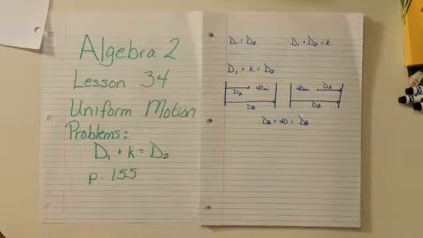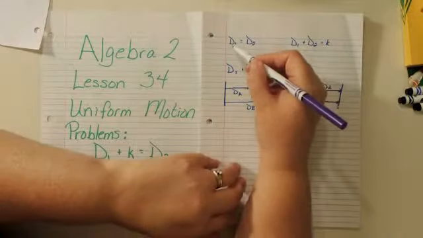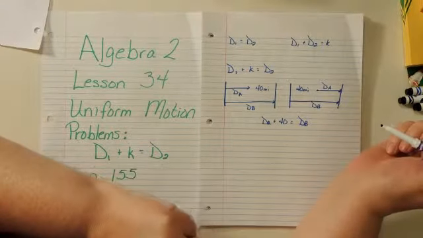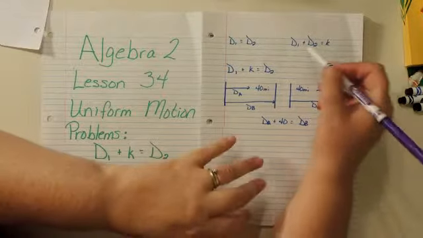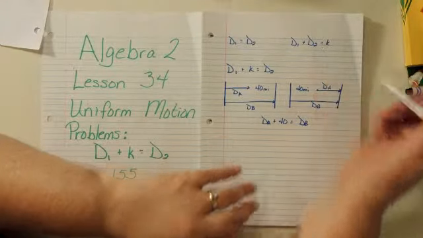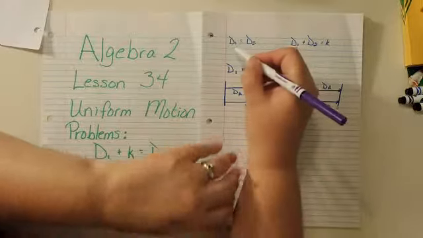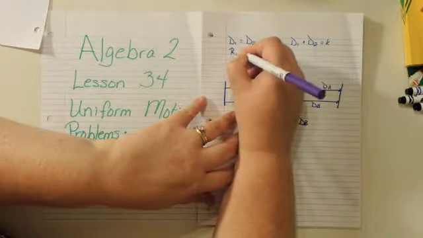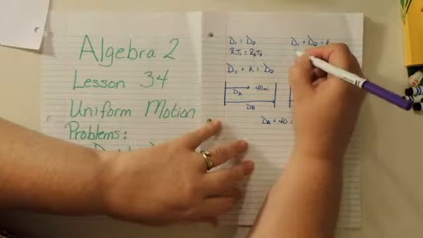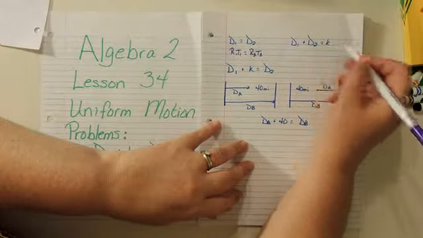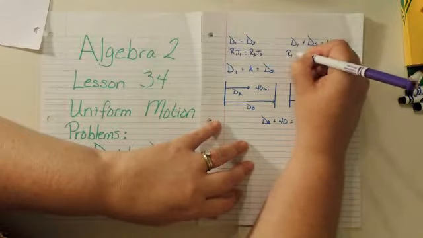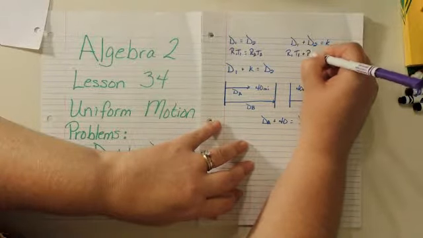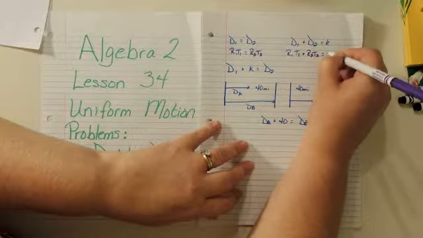So far we have done equal distance problems where distance 1 equals distance 2. And we've done added distance problems where distance 1 plus distance 2 equals some number. When distance 1 equals distance 2, then rate 1 times time 1 equals rate 2 times time 2, because rate times time is distance, right? When distance 1 plus distance 2 equals some number, then rate 1 times time 1 plus rate 2 times time 2 equals some number.